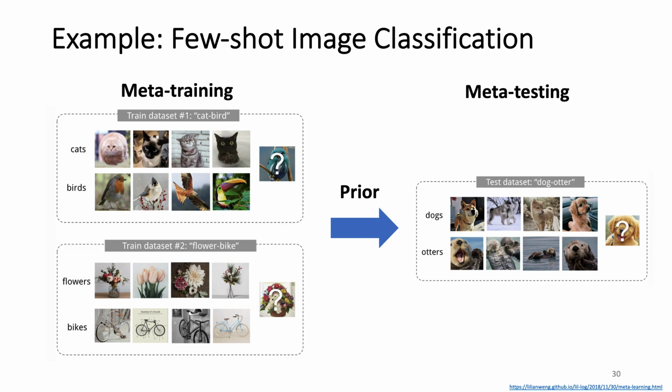For example, in this testing dataset, we have two novel classes in total. The first one is dog and the second one is otter. Both classes do not exist in the meta-training dataset. Thus, we can learn some universal representations and correctly classify the new images as dogs or otters, using only a few training samples. So this is just a very simple example of meta-learning in few-shot image classification.